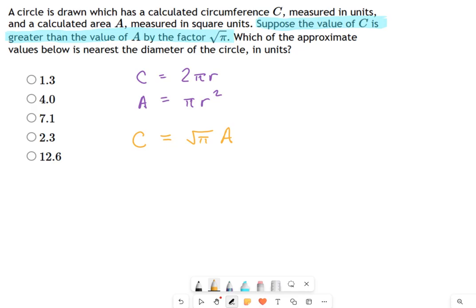Let's plug in these formulas in here. Plug in that formula right here, plug in this formula right there, and see what it gives us. So that says 2 pi r equals square root of pi times pi r squared. And now what we have to do is try to get r by itself and solve for r.